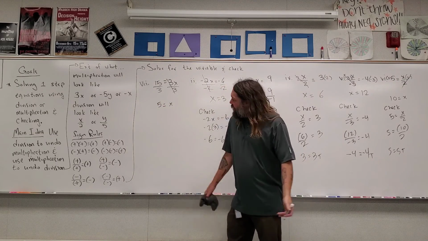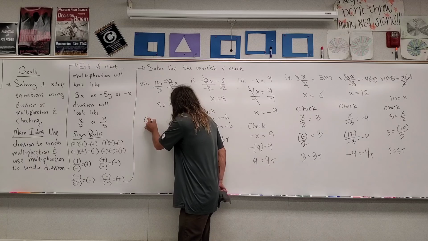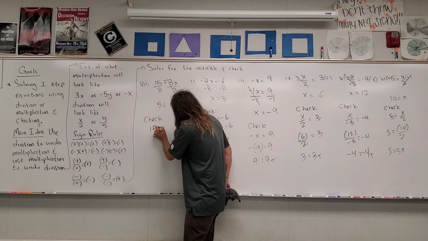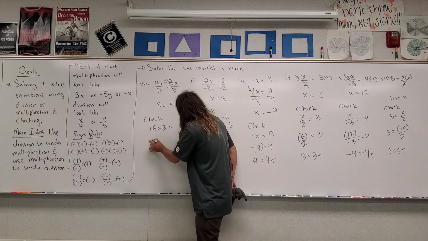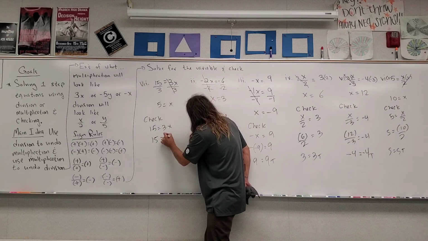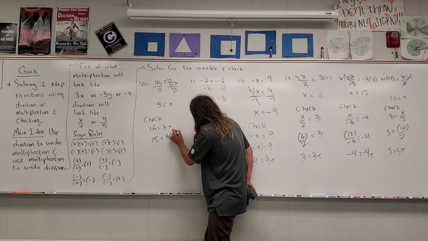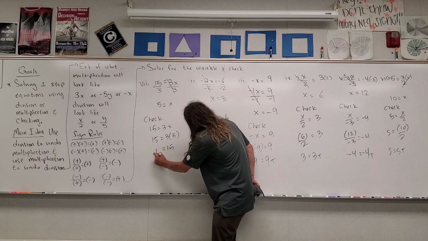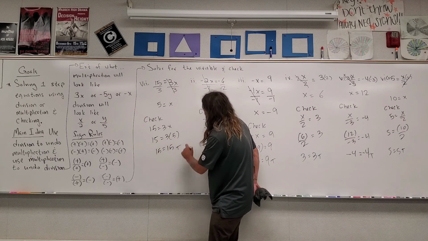And again, I need to check. This cricket will not stop. So I write my original equation, 15 equals 3x. And then I replace my x with the value that I got. Make sure I put a parenthesis around it. 3 5s is 15. And 15 equals 15, and that is true.